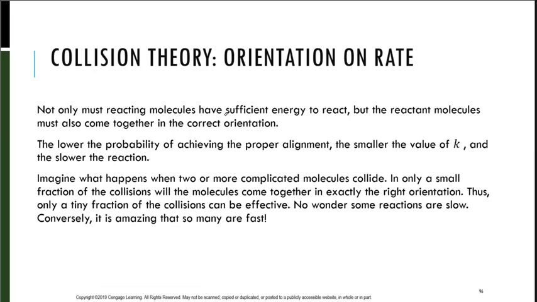So not only must reacting molecules have sufficient energy to react, but the reactant molecules must also come together in the correct orientation. The lower the probability of achieving the proper alignment, the smaller the value of k, and the slower the reaction. Imagine what happens when two or more complicated molecules collide. In only a small fraction of the collisions will the molecules come together in exactly the right orientation. So, only a tiny fraction of the collisions can be effective. No wonder some reactions are slow. Conversely, it's amazing that so many are fast.